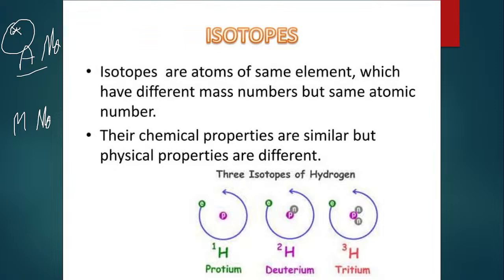Okay. So my question was, what is atomic number? Atomic number is the number of electrons or the protons which is found in that atom. Whereas mass number is the sum of protons, that is positively charged, as well as the neutrons.